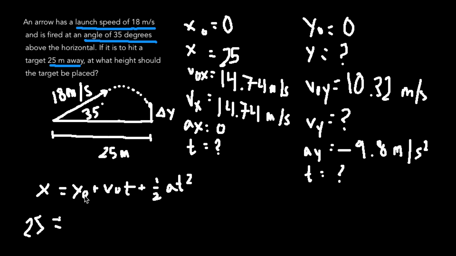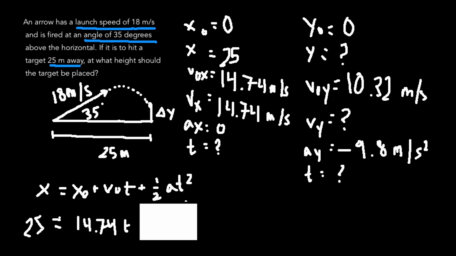We can plug in 0 for x naught. I'm just not even going to bother writing that in. We have v naught in the x direction, which is 14.74. Okay, and then time is an unknown. And over here in this term, acceleration is 0, which makes this entire term 0. So I'm not going to add that into the rest of the equation.